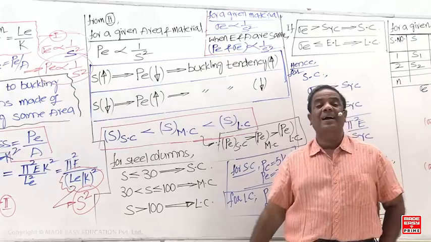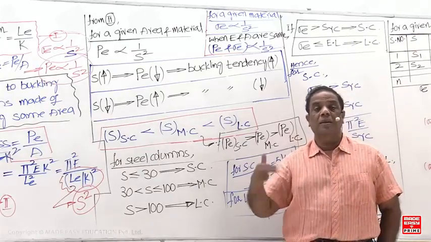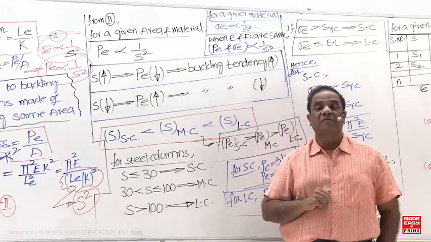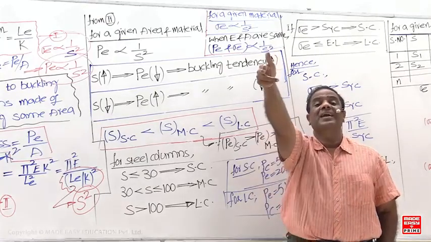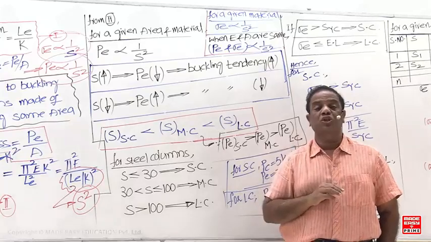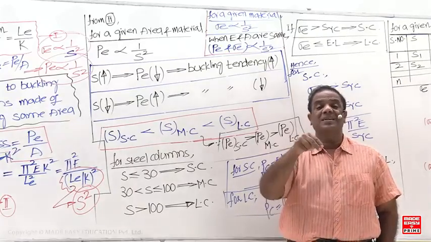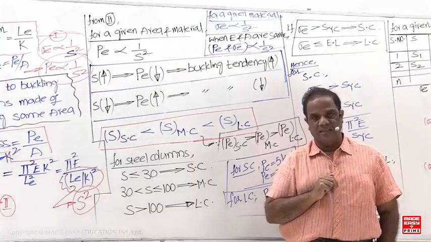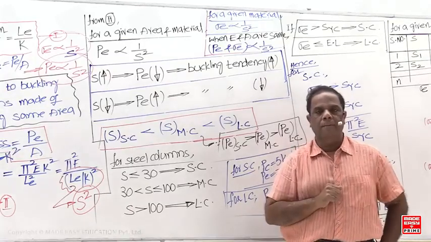Short columns fail by crushing. When will crushing occur? When the stress induced is greater than the yield strength. So what is the condition for failure for the short column? When the buckling stress is greater than SYC, it is a short column.